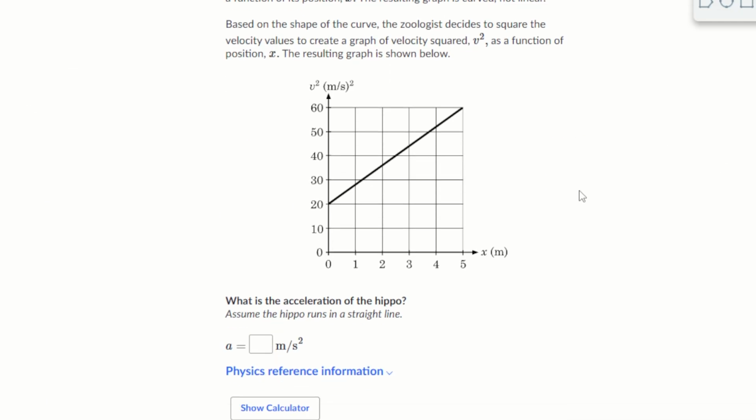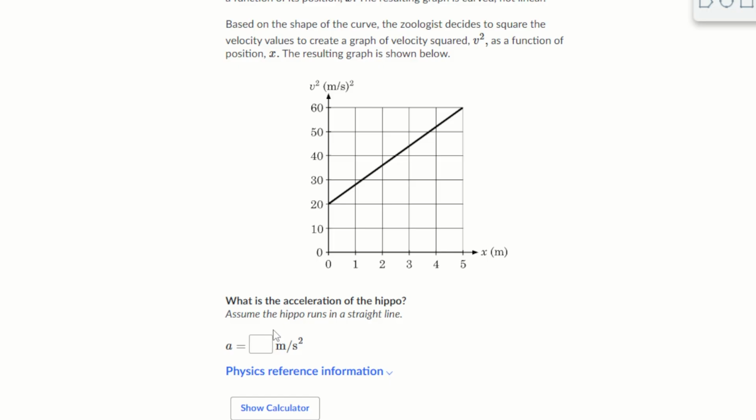Okay, question 7. A zoologist collects velocity and position data for a hippo accelerating to escape a predator. The zoologist then plots the velocity v of the hippo as a function of its time x. The resulting graph is curved, not linear. Based on the shape of the graph, the zoologist decides to square the velocity values to create a graph of velocity squared as a function of position x. The resulting graph is shown below. What is the acceleration of the hippo? Assume the hippo runs in a straight line.